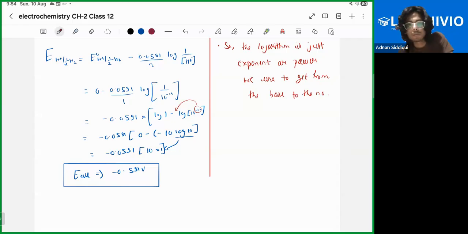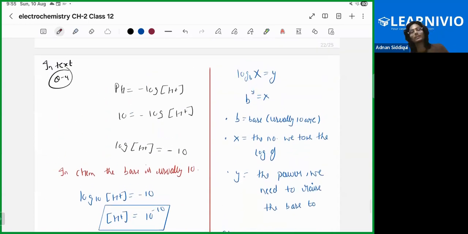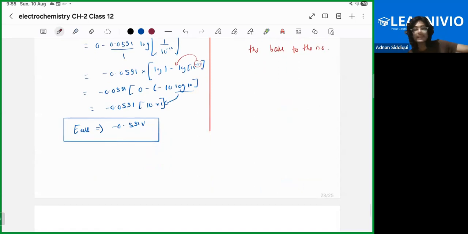See question number 4. Tell me what is given and what they are asking. Calculate the potential of hydrogen electrode in contact with a solution whose pH is 10. pH is given, and what you have to calculate from it? The potential of the hydrogen electrode. So you have to find E cell basically, right? E cell is potential or not? Yes, sir.